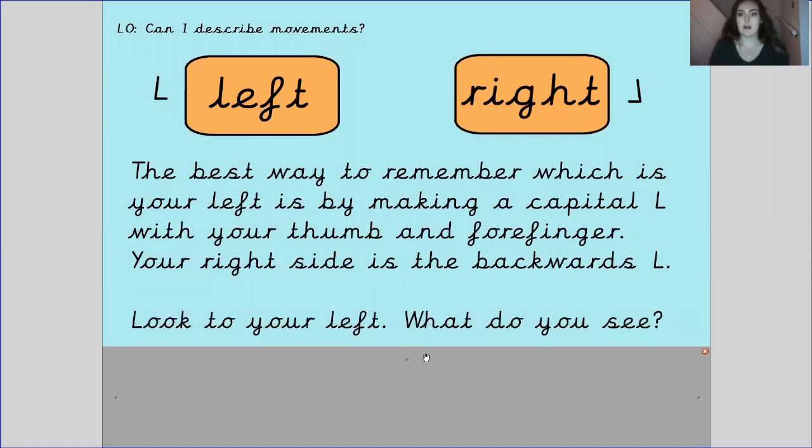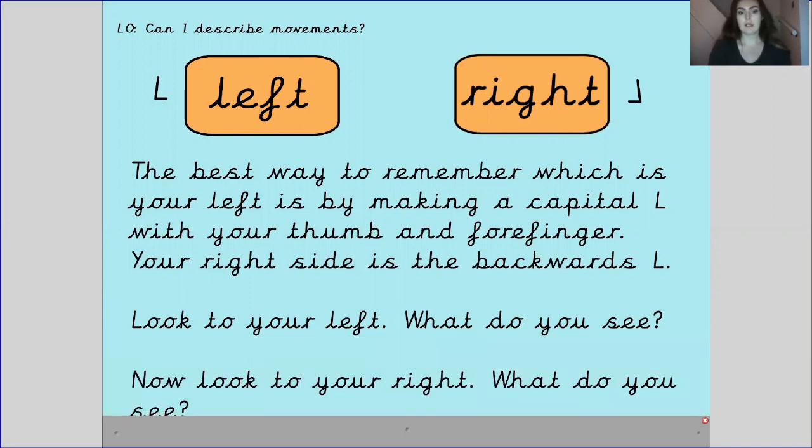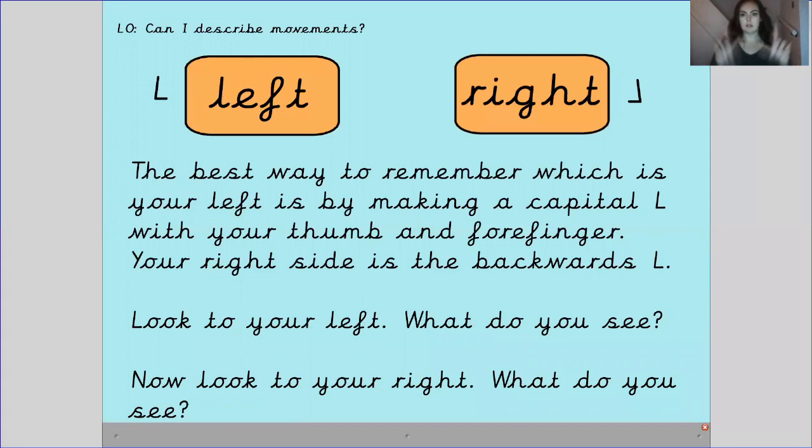What I want you to do now is look to your left. What do you see? Remember, make that L shape with your thumb and your forefinger. Left. To my left, I can see a wall. Now I want you to look to your right. It's the backwards L this time. What do you see? When I look to my right, I can see a window.